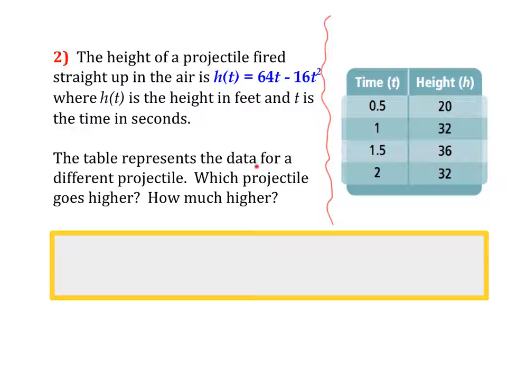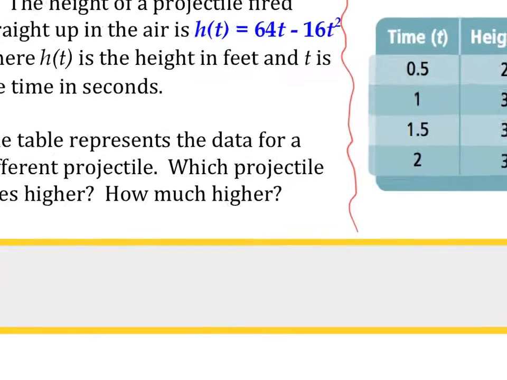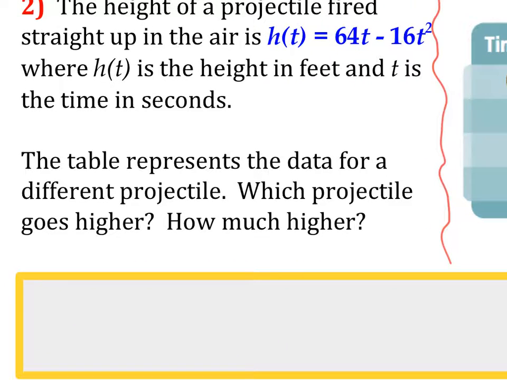All right, so the table represents the data for a different projectile. Which projectile goes higher and how much higher? All right, well, first and foremost, let me take a look at this function. Something might be jumping out to you that kind of makes you feel uneasy, and that's the fact that this is not written in standard form. We typically like to have our squared term come first, and then we write our exponents in what's called descending order. So I'm just going to take a second to rewrite this as negative 16t squared plus 64t.